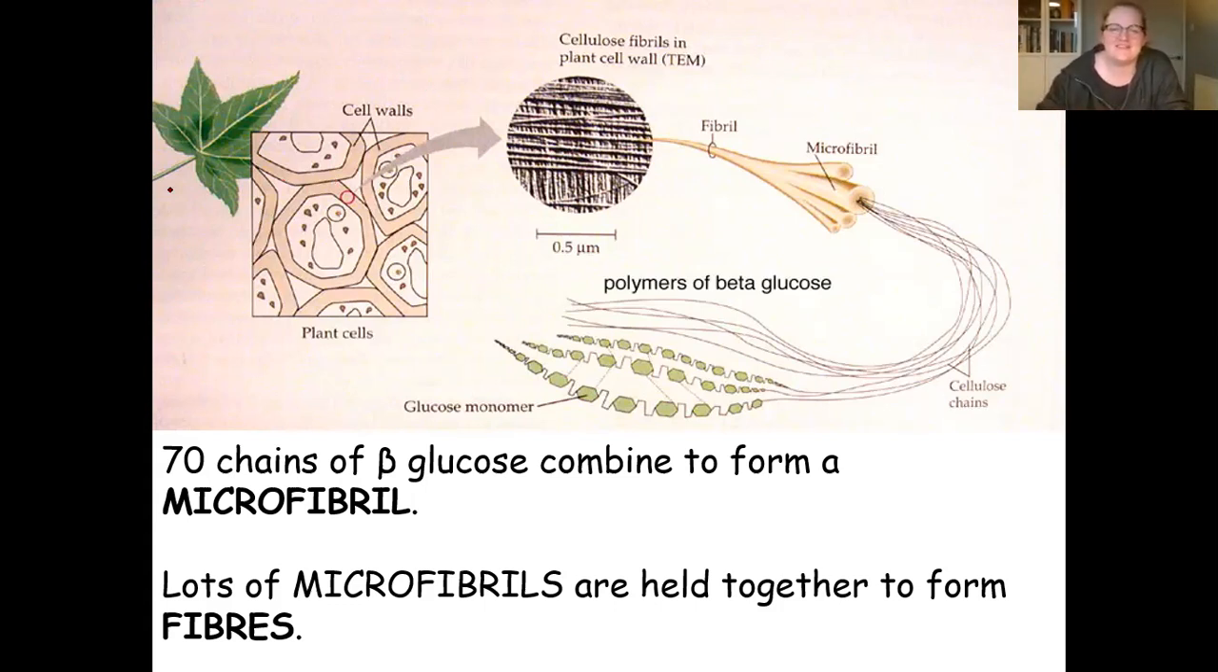So we have 70 chains of beta glucose combined to form a microfibril, and lots of microfibrils are held together to form fibers. It's almost like the idea that we have cells, lots of cells together make a tissue, lots of tissues make an organ, lots of organs make an organ system, lots of organ systems make an organism. It's that same concept with building blocks, building it up to make it more complex.